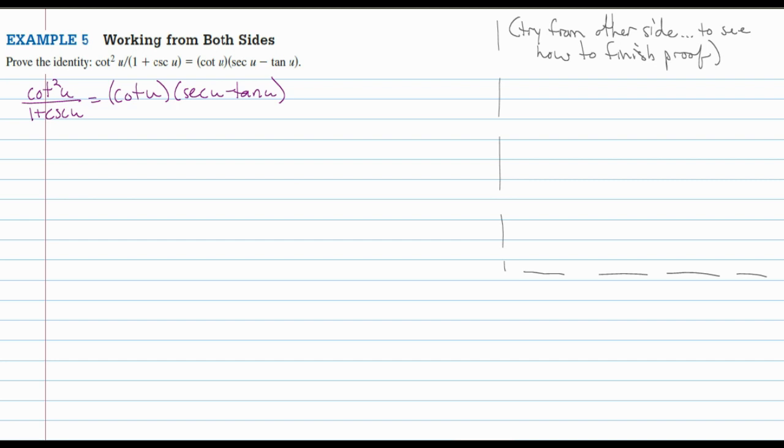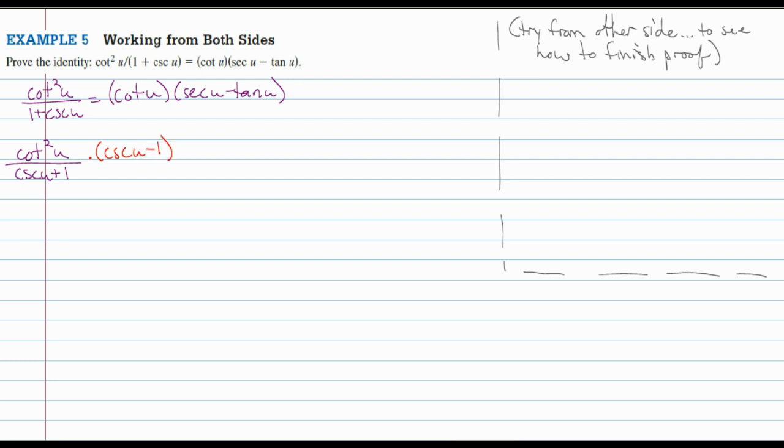I'm going to start with the left side in this example because there's a fraction, and on the right side there's not a fraction, and I think it's easier to simplify things than to create a fraction out of just a one-line expression. So on the left side, I see we have 1 plus cosecant of u, and I know that cotangent squared is cosecant squared minus 1. So I'm actually going to take cotangent squared of u, leave that in the numerator. In the denominator, I'm going to change this to cosecant of u plus 1 so that I can create a difference of squares that's going to help me out.